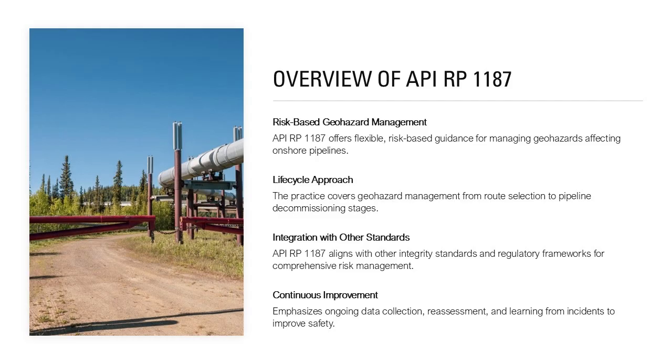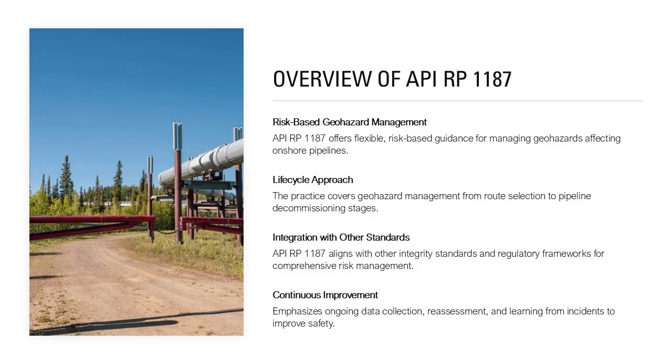API RP 1187 also stresses the need for continuous improvement through reassessment, data collection, and lessons learned from incidents and near misses. A key feature of API RP 1187 is its alignment with other integrity management standards, including API RP 1160 and regulatory frameworks such as those enforced by PHMSA. This alignment ensures that geohazard risks are not managed in isolation but are considered alongside corrosion, mechanical damage, and operational threats. The standard encourages the use of subject matter experts, documented decision-making, and defensible engineering judgment.